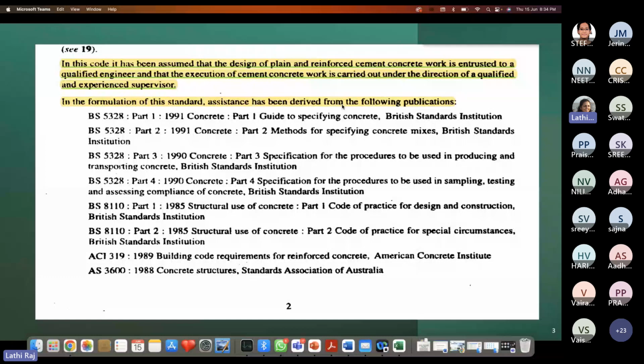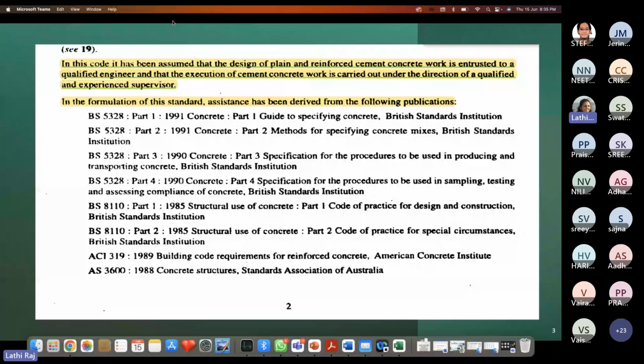What does it mean? It means that if it is a qualified engineer, whenever they are reading the clauses, they will understand it. And if they don't understand, they will definitely discuss with their peers and a senior person. They will not just blindly follow it. That is the meaning of that.